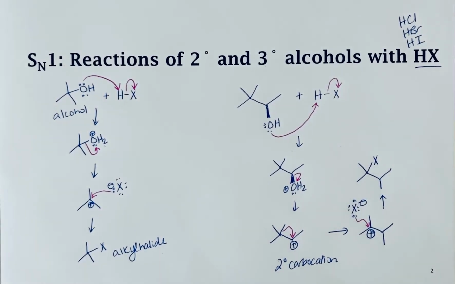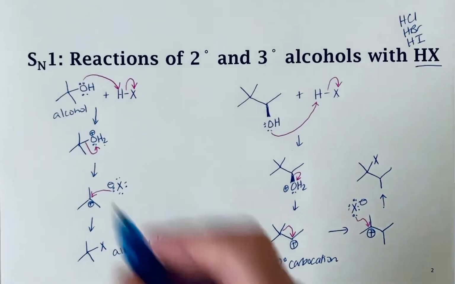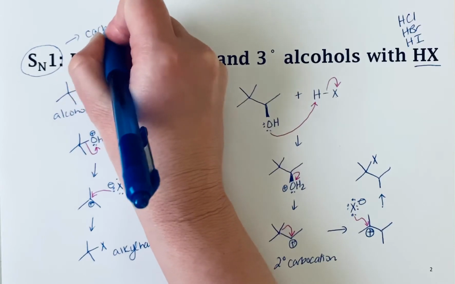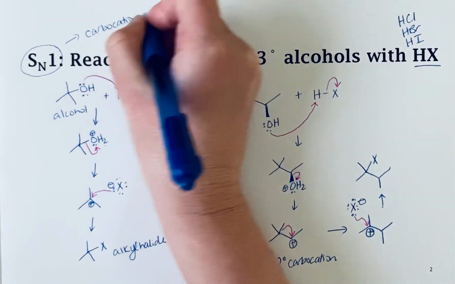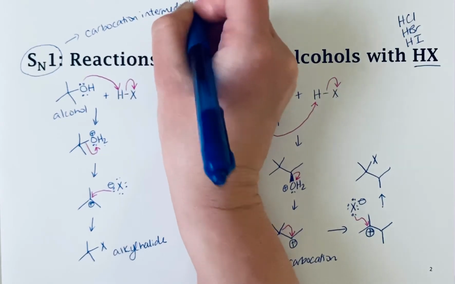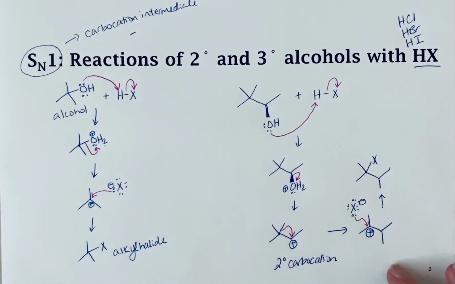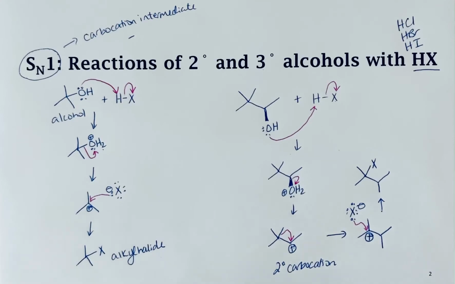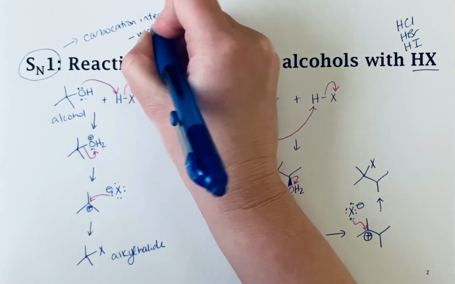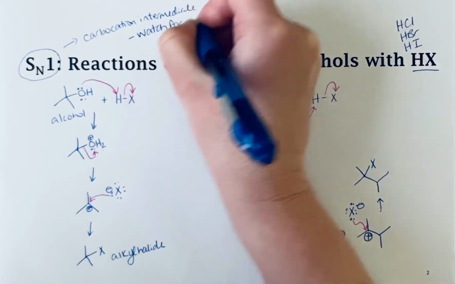A couple of things to note with these SN1 reactions. Because you have a carbocation intermediate, whenever you have a carbocation, you have to watch out for a few things. One of the things you need to look out for is rearrangements. Carbocations are tricky like this. They'll move around if they can become more stable. So we're going to watch for rearrangements.